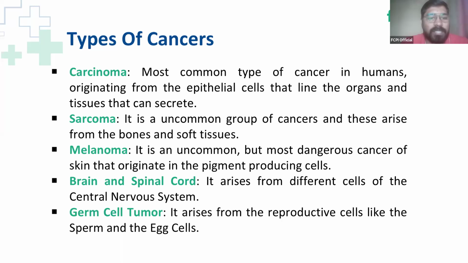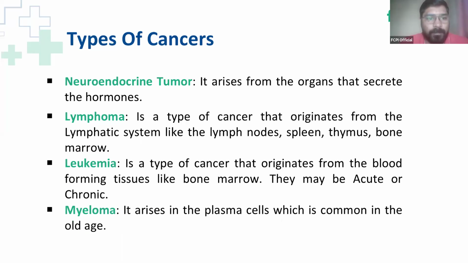Germ cell tumors arise mainly in the reproductive cells like sperm cells and egg cells. Neuroendocrine tumors are cancers that arise from the organs that secrete hormones, for example thyroid tumors and pituitary tumors. Lymphoma is a type of cancer that originates from the lymphatic system like lymph nodes, spleen, thymus, and the bone marrow. Leukemia is a type of cancer that generally originates in the blood-forming tissues like bone marrow. They may be acute and chronic. And coming to myeloma, it arises in the plasma cells, and is most common in old age.